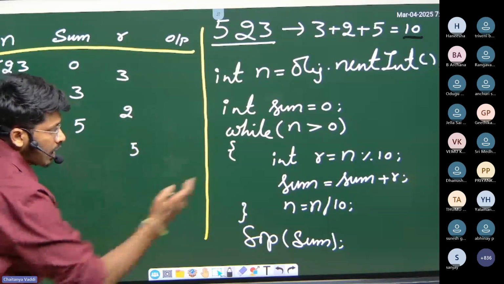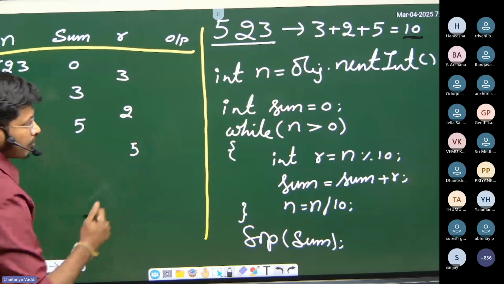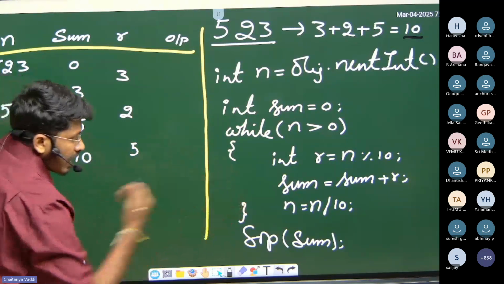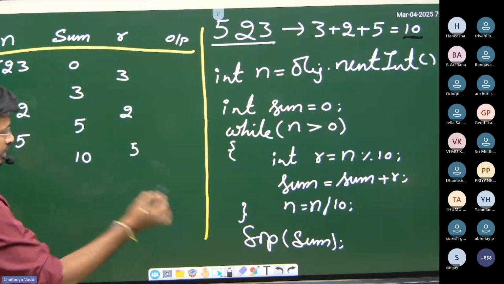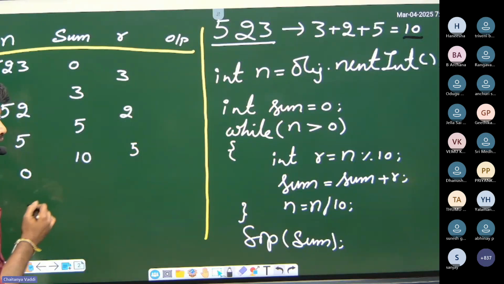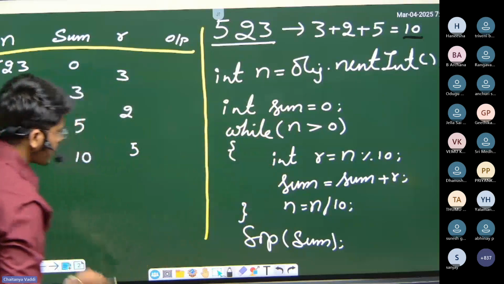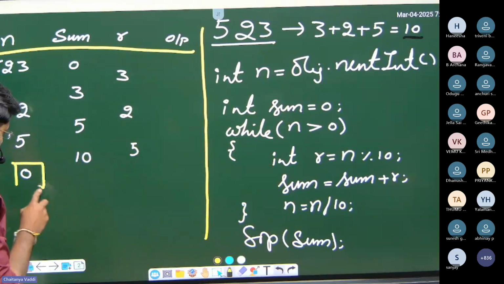5 will store in r, and sum equals sum plus r, nothing but 5 plus 5, 10, and n by 10. n by 10 is nothing but 0. Okay, 5 by 10, nothing but 0. 0 will store in n value. Again, while loop condition. Condition false.